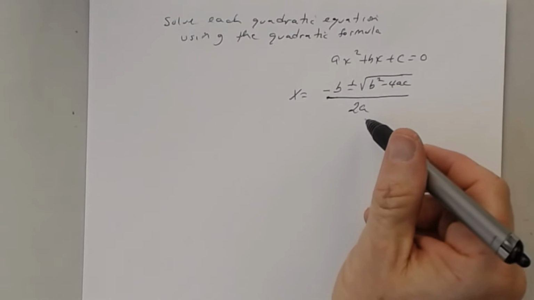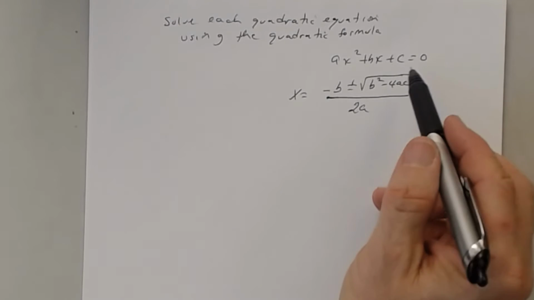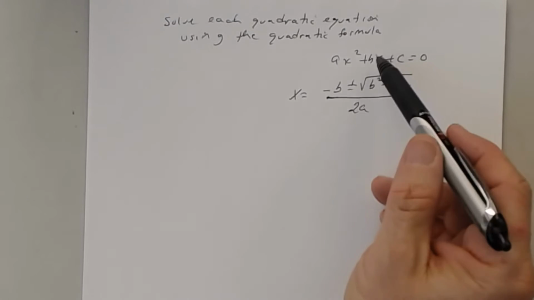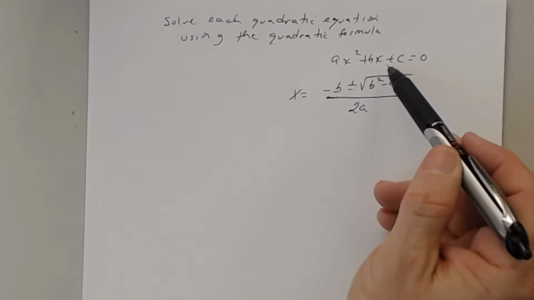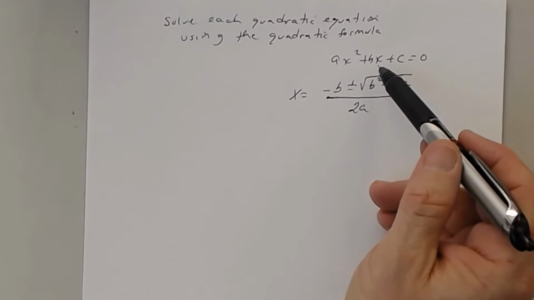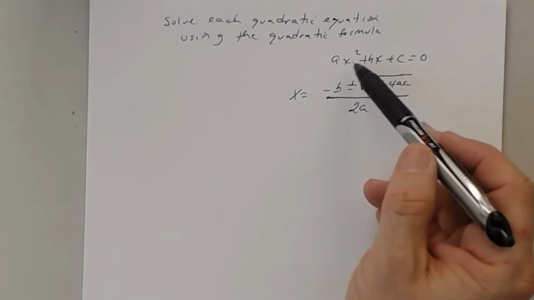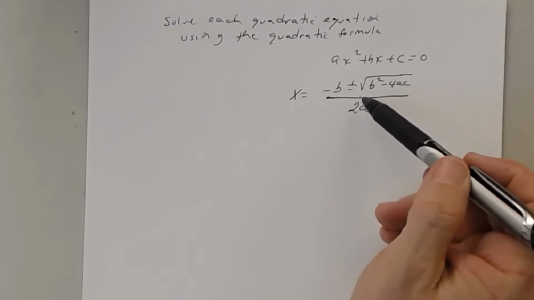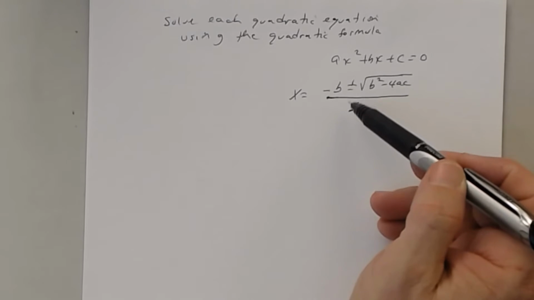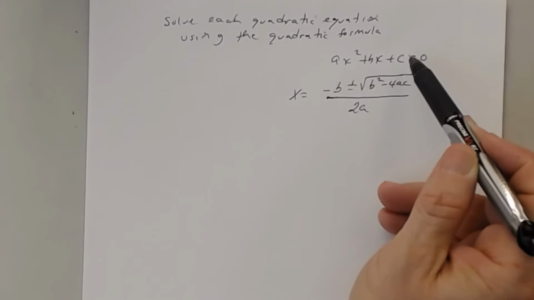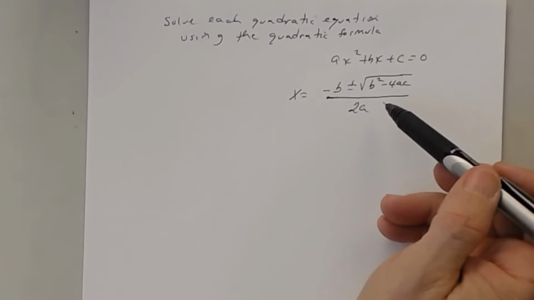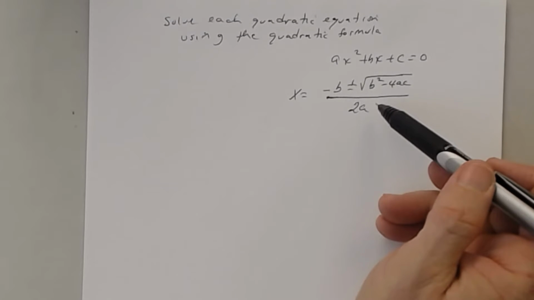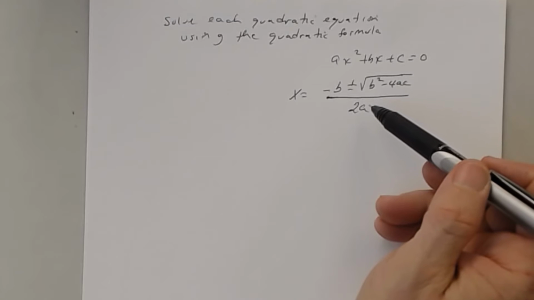Now, there's a derivation for this. You didn't do this, but if you were to complete the square, something called completing the square, which you're going to talk about next semester, you would actually get this formula. So this formula is a derivation from that. You just don't know how to do it yet, but that's the formula. You just have to be able to use it.